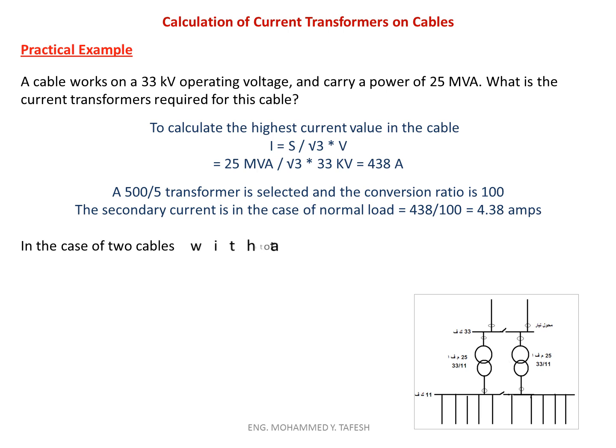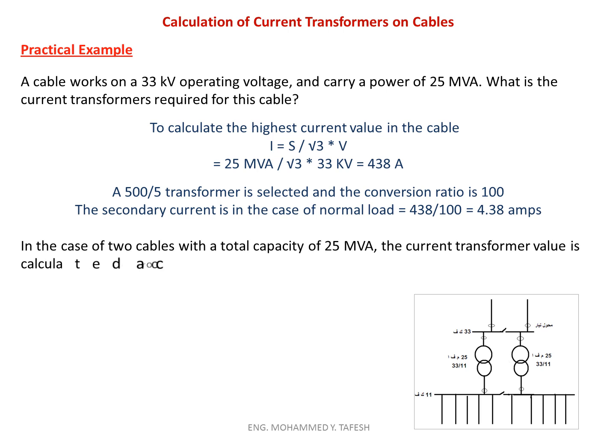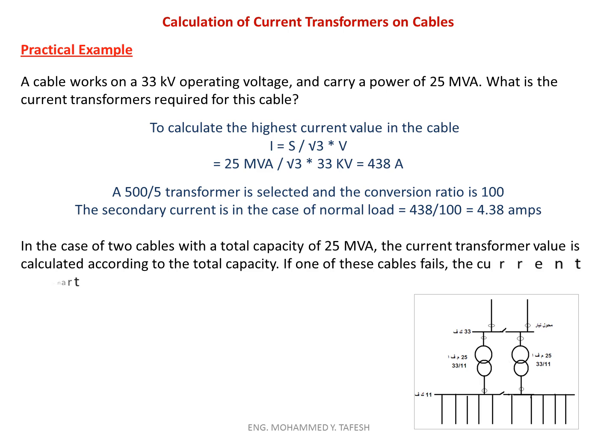But in the case of two cables with a total capacity of 25 megavolt ampere, the current transformer value is calculated according to the total capacity. If one of these cables fails, the current transformer is installed at a value of 500 to 5 on each cable.